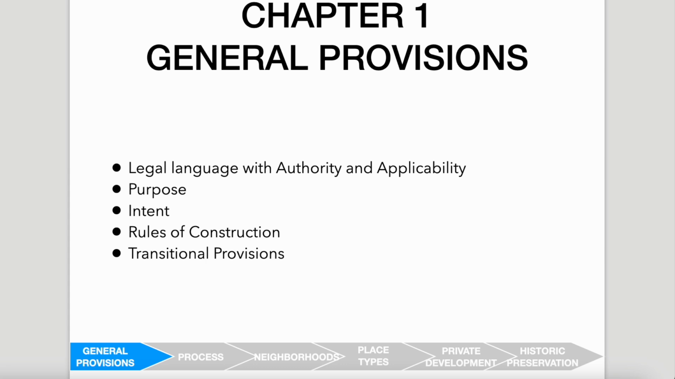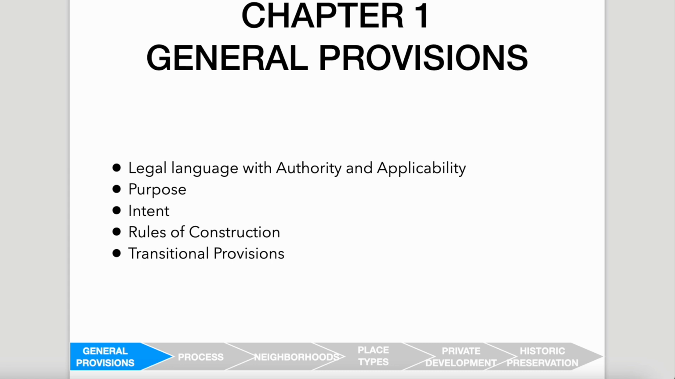Okay, so the general provisions in Chapter 1 are the legal language, authority, and applicability. The point of these is to meet minimum standards that comply with state law. The second will be the purpose and intent statements. These are the guiding principles for the code and how it's constructed and the regulations within it. These are pulled from conversations that we've had over the years with Castroville citizens.